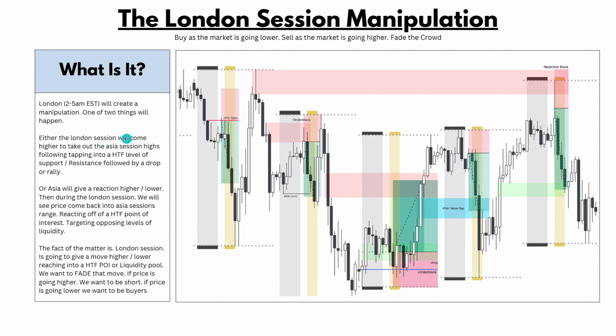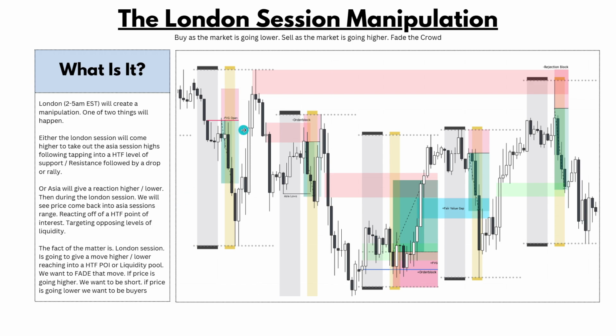Either the London session will create a manipulation to take out the Asia session high or low, followed by tapping into a higher time frame level support resistance, followed by a drop or rally. Or the Asia session will give a reaction higher or lower, then during the London session, price will come back into that Asia session range, reacting off of a point of interest, targeting opposing levels of liquidity.